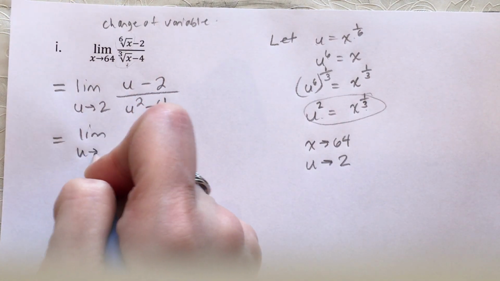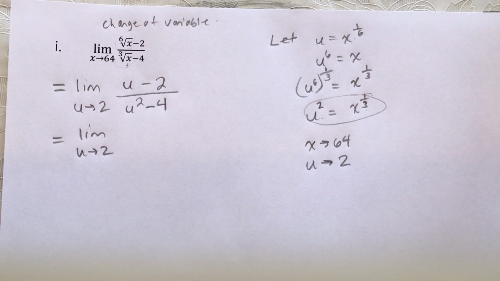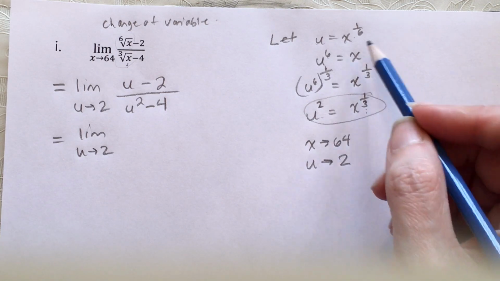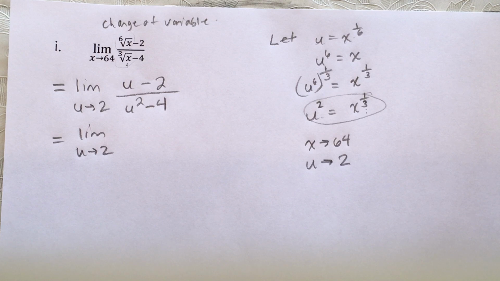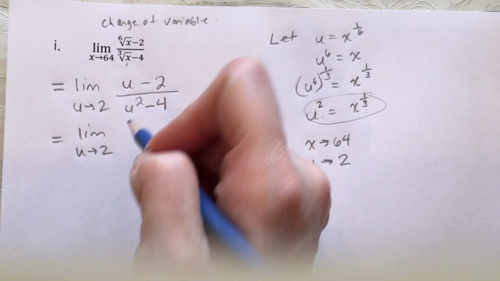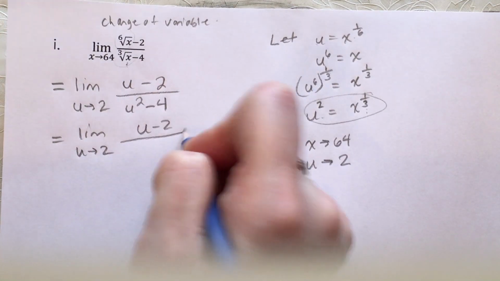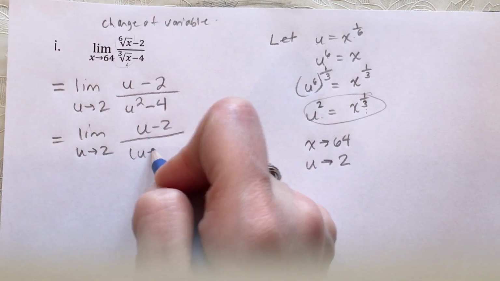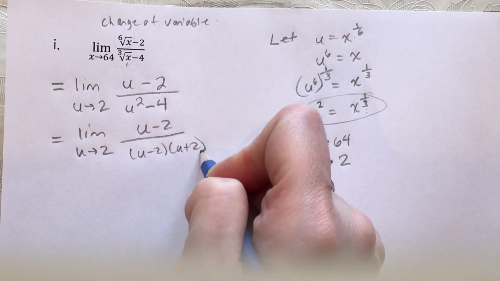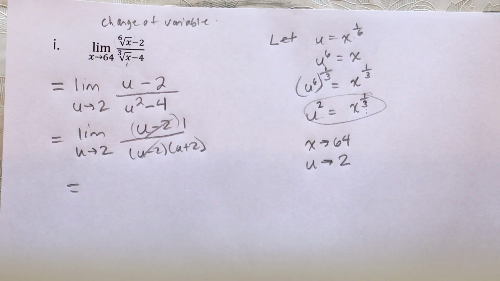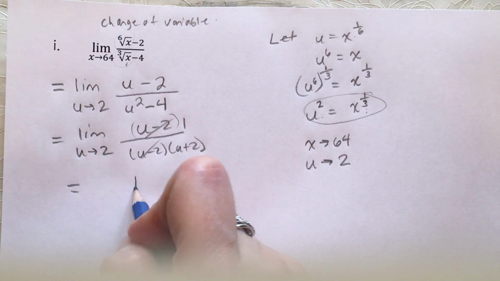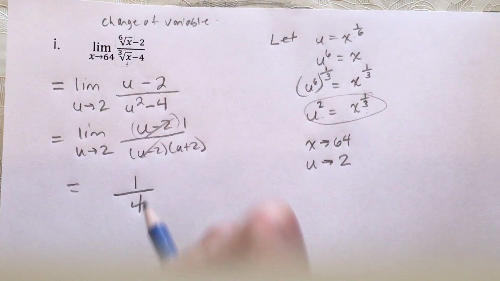So the change of variable was a little bit trickier because we had the 6th root and the 3rd root there to figure out. So letting the smaller exponent be u was the correct thing to do, or the easier thing to do, let's say. And then the bottom becomes a difference of squares. And then our u minus 2's divide out. Then it's safe to let u approach 2. So we have 1 over 4. Nice.